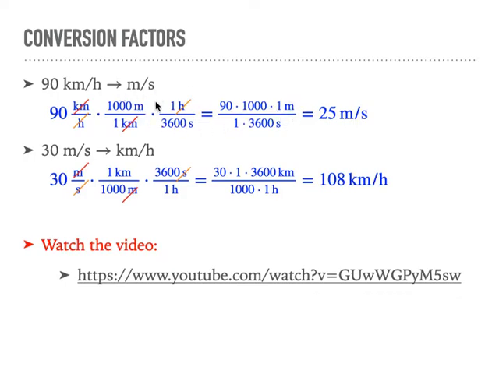Then we cross the same units, and we need to have in this step the units that are asked, and we do the calculation. So we put everything that is on the top, and everything that is on the bottom, and then we just do 90 times 1,000 times 1 divided by 1 times 3,600, and then we have that this is 25 meters per second. That's how you do it.